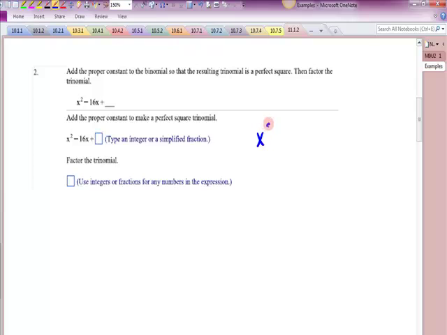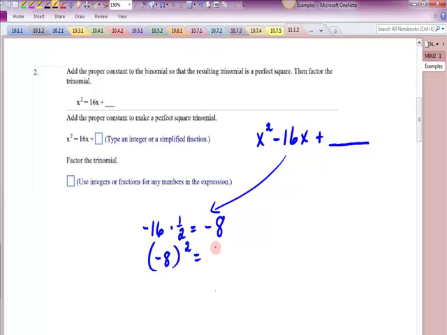We have x squared minus 16x plus something to make it into a perfect square trinomial. What's our process? Our process is to take the coefficient with its sign of the x term, take half of it. Half of negative 16 is negative 8, square that, and no matter what its sign is, the square will be 64. I'm going to add 64. That's my perfect square trinomial. So 64 goes in the first blank.